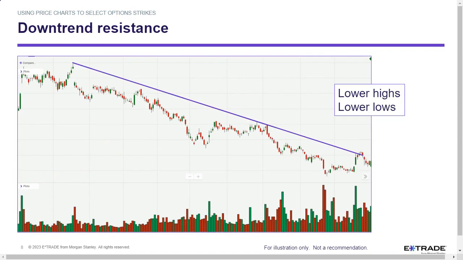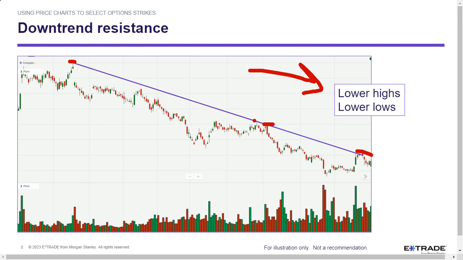Conversely, if I'm in a downtrend, which is defined technically simply as lower highs and lower lows both, then the level that I'm interested in is a level that connects the key highs, and that would be my resistance. So on an uptrend support, I'm connecting the key lows. On a downtrend resistance, I'm connecting the key highs.